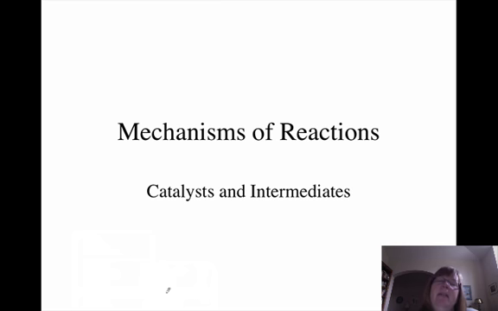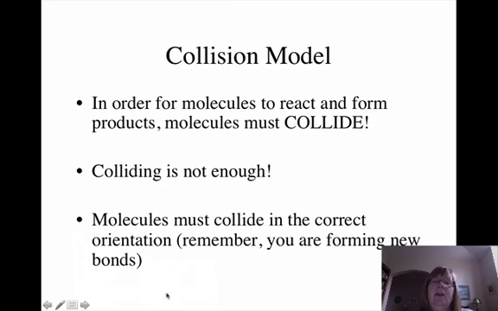Hi, this video is about mechanisms of reactions, and we're going to concentrate on catalysts and intermediates. So first of all, we learned about the collision model, that in order for reactants to form products, the reactants must collide. But colliding is not enough. They have to collide with the right orientation. Remember, the reactants' bonds need to break and the products' bonds need to form, and they have to be in just the right orientation for this to happen.